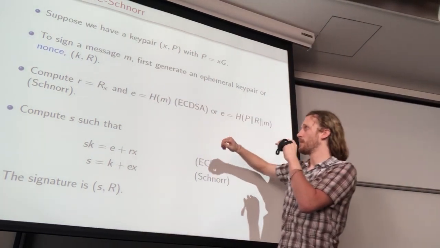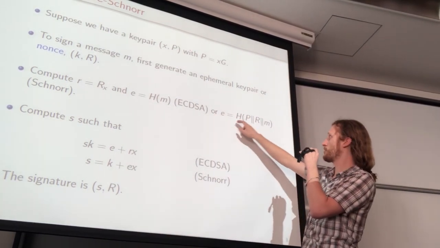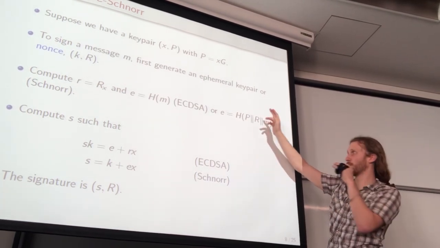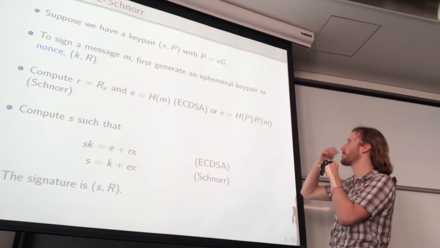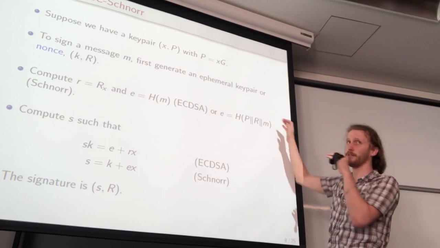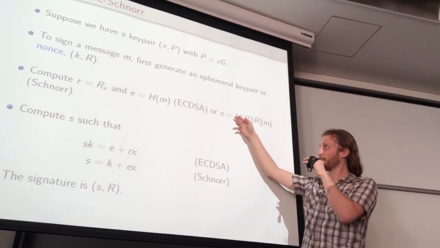Okay, you choose your nonce, and then you compute a challenge. So I'll talk about it in Schnorr. In Schnorr, you hash up your public key. This is actually not quite Schnorr. Schnorr did not hash his public key, which made his scheme less composable. You hash your public key, your public nonce, and your message. You get this challenge E.